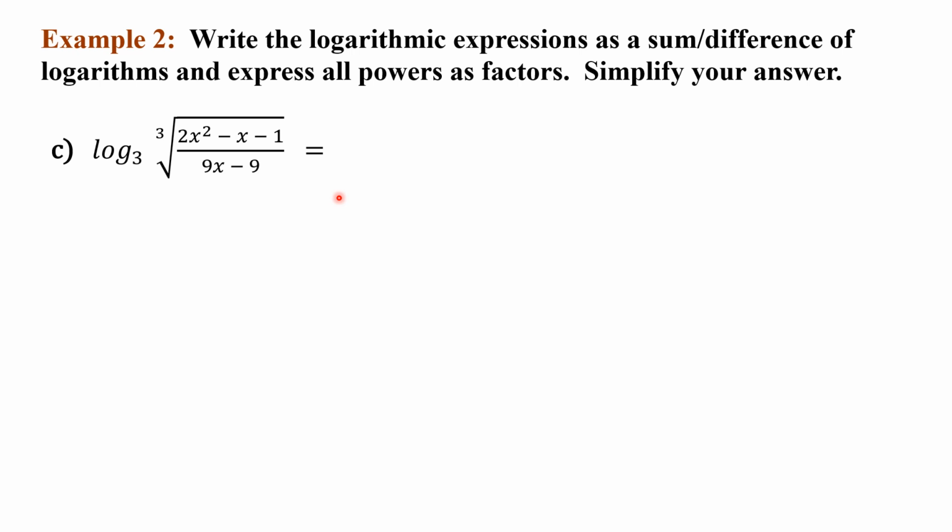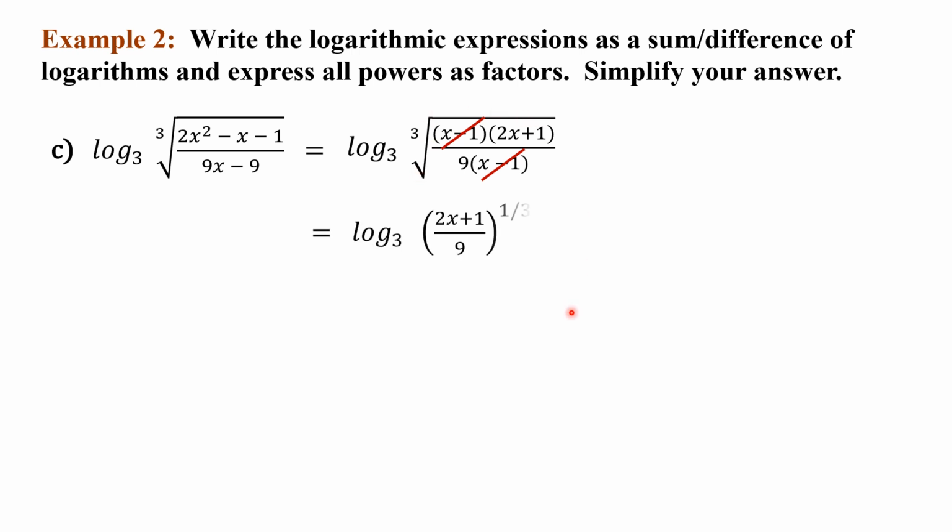So log base 3 of the cube root of, the numerator can be factored as x minus 1 and 2x plus 1. The denominator can be factored as 9 times x minus 1. And as you can see, there's a common factor which is x minus 1, so we can cancel them out. And then you can also write this cube root as a power. So we have log base 3 of 2x plus 1 divided by 9, to the power 1/3. This power 1/3 is because of the cube root.